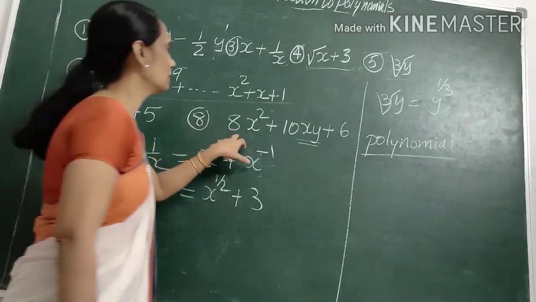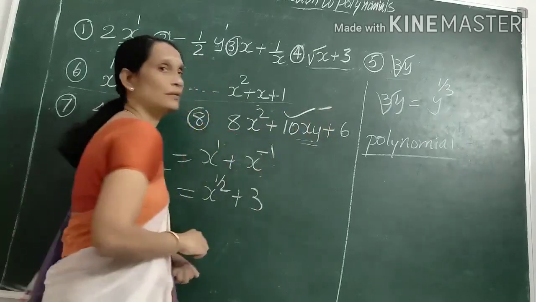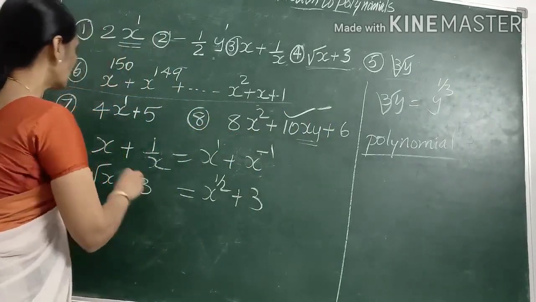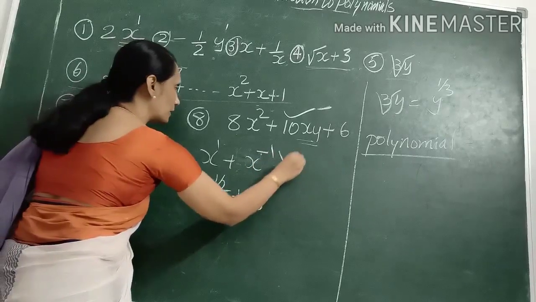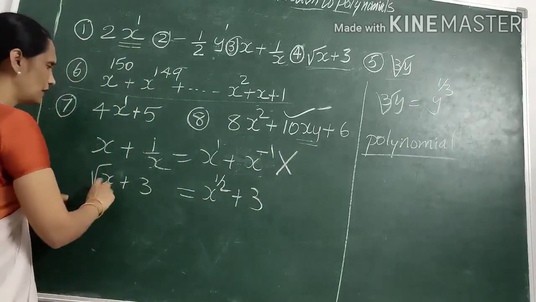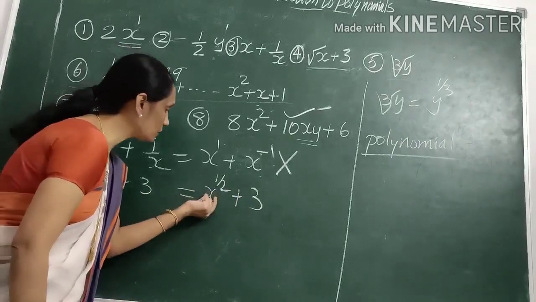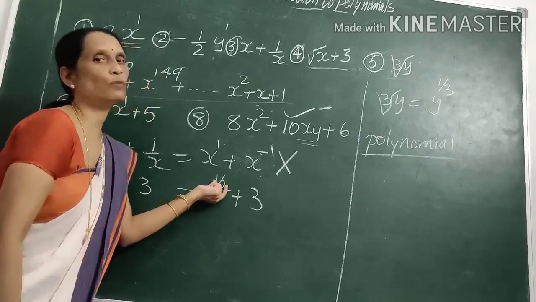See here, this one is a polynomial. Next, this is not a polynomial. Why is it not a polynomial? Because of the exponent minus 1. Is this a polynomial? No, it is not a polynomial because the exponent of x is 1 by 2.